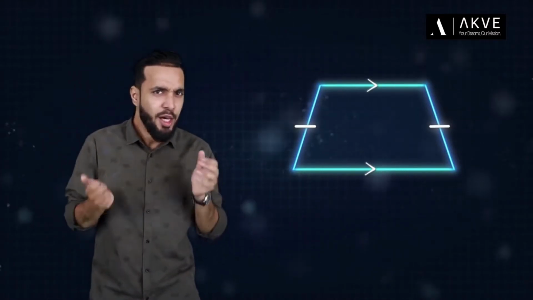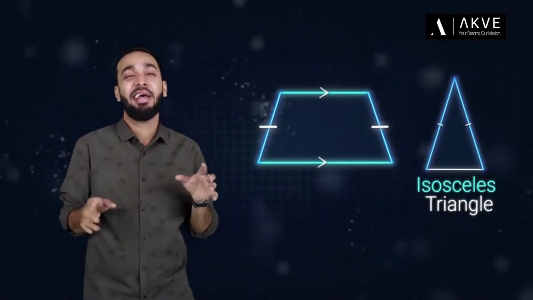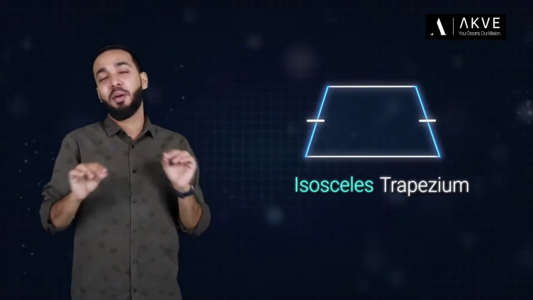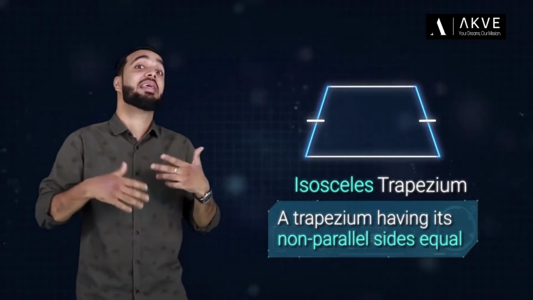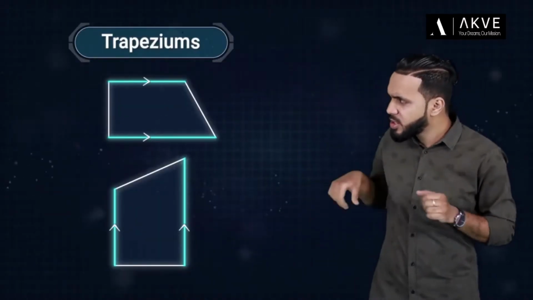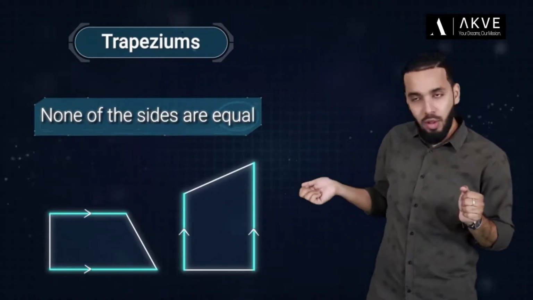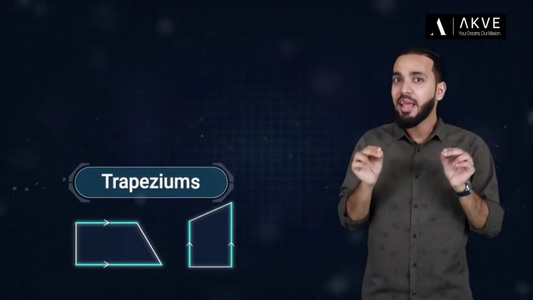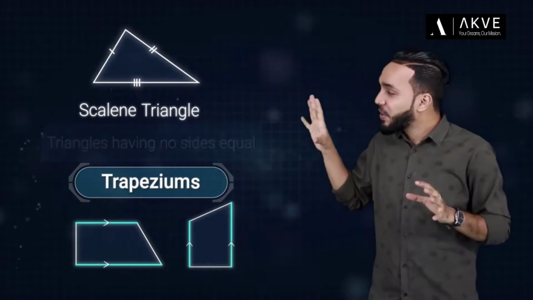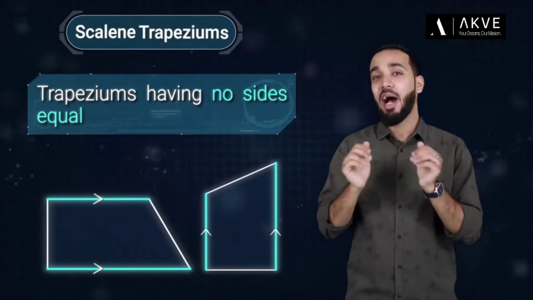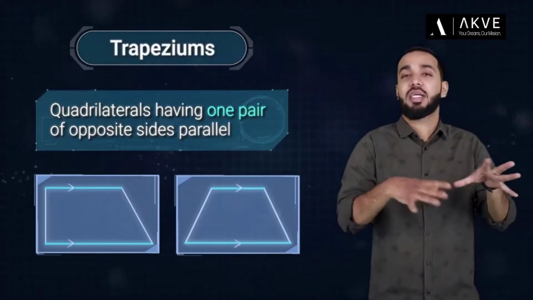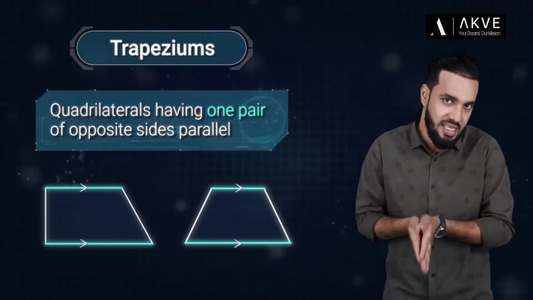Two sides equal. Reminds me of an isosceles triangle. This one's actually called an isosceles trapezium. So basically, trapeziums having non-parallel sides equal are called isosceles trapeziums. Now, what about these two? Well, none of the sides are equal here. And if you think about it, triangles having no sides equal are called scalene triangles. Similarly, trapeziums having no sides equal are called scalene trapeziums. So, we just saw that trapeziums are just quadrilaterals having one pair of opposite sides parallel.